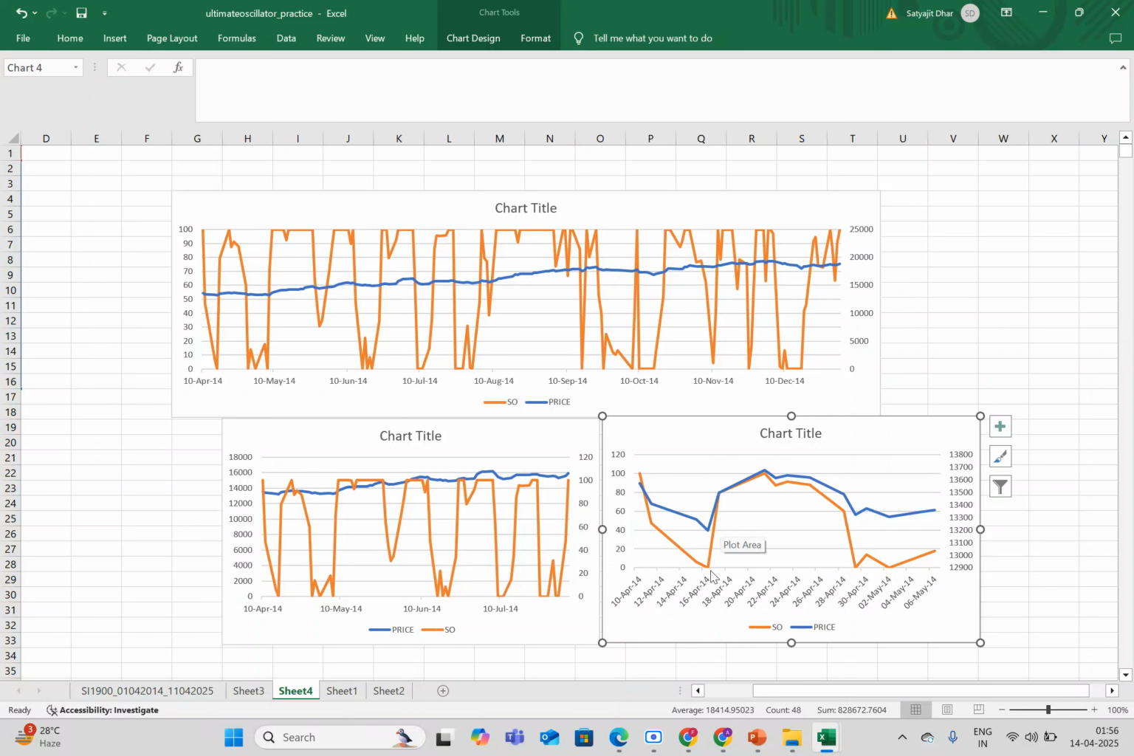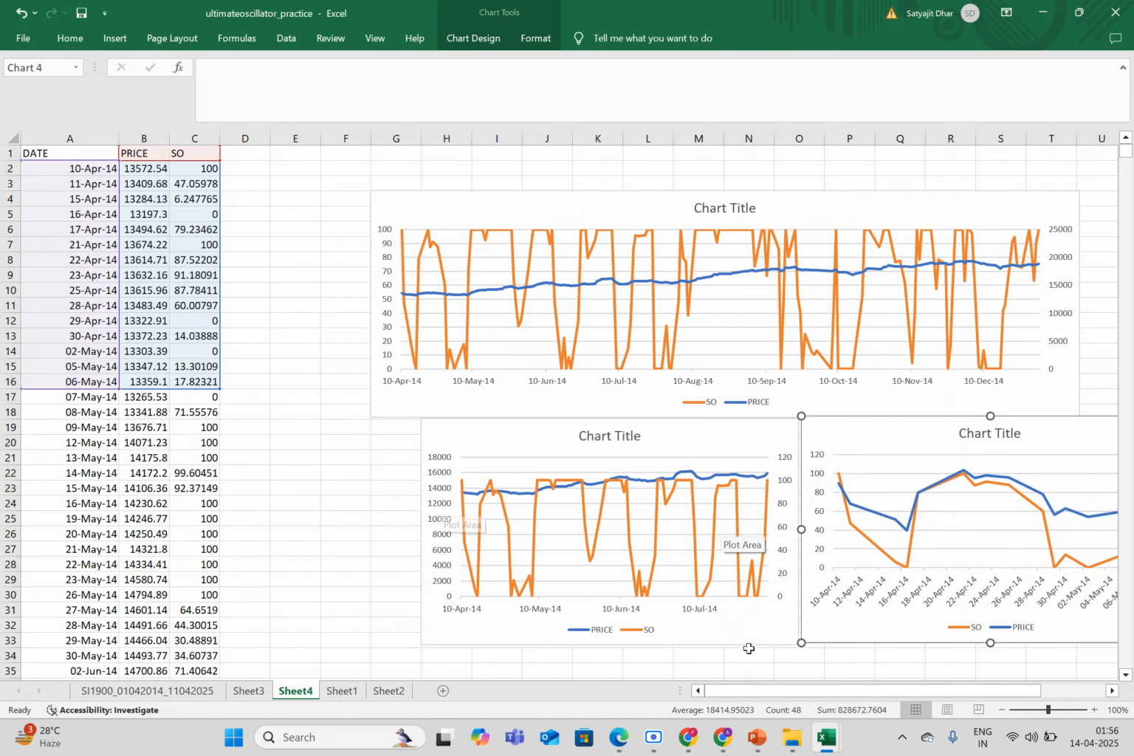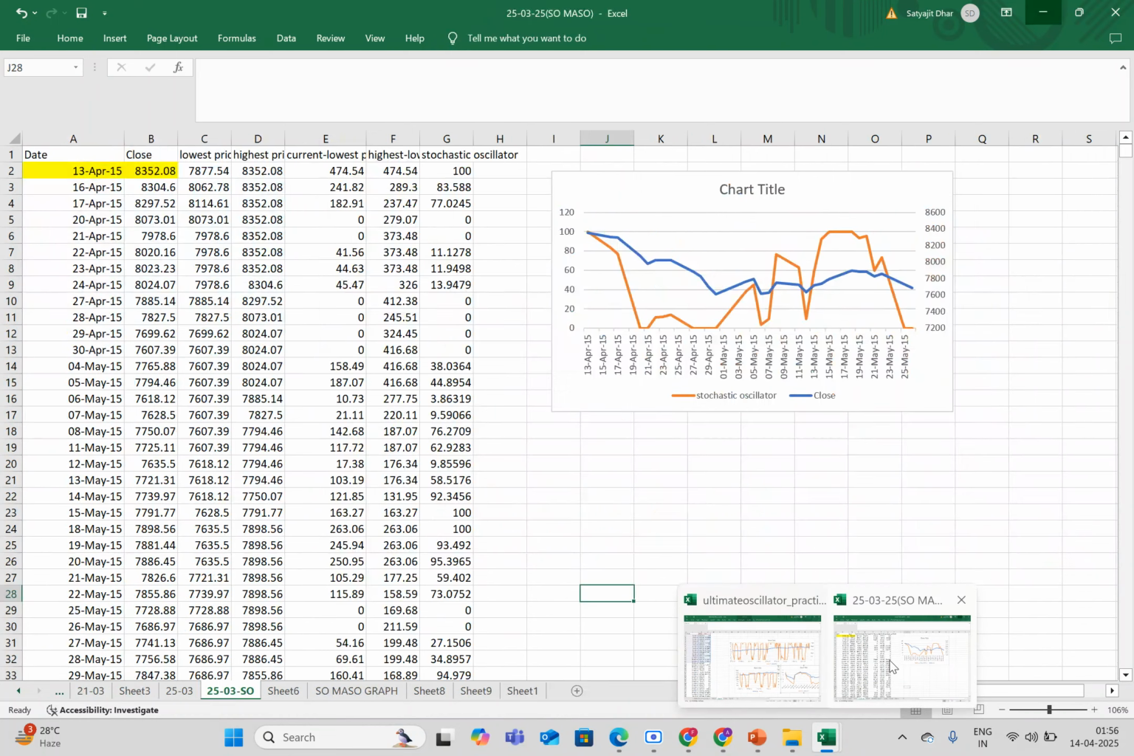And also when the stochastic oscillator is 0, as you can see, after that prices are rising. So as I said, when the stochastic oscillator is approaching 0%, or near the bottom, then it is a buying signal. I will also show you, I have done it on another data set. So this is our data set on FMCG. So here also you can see similar results.